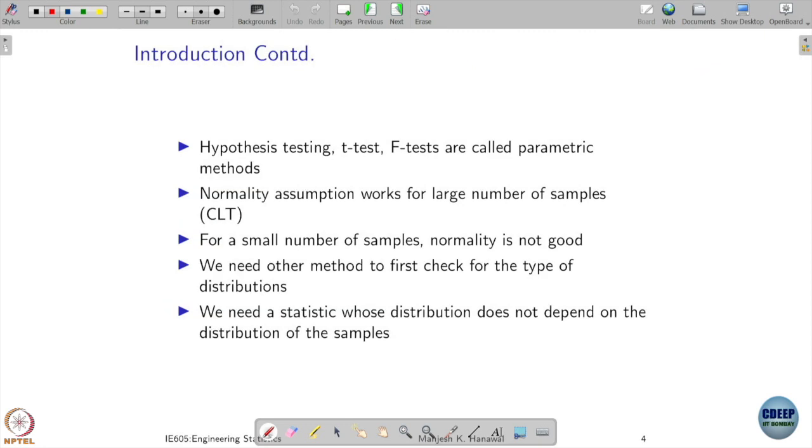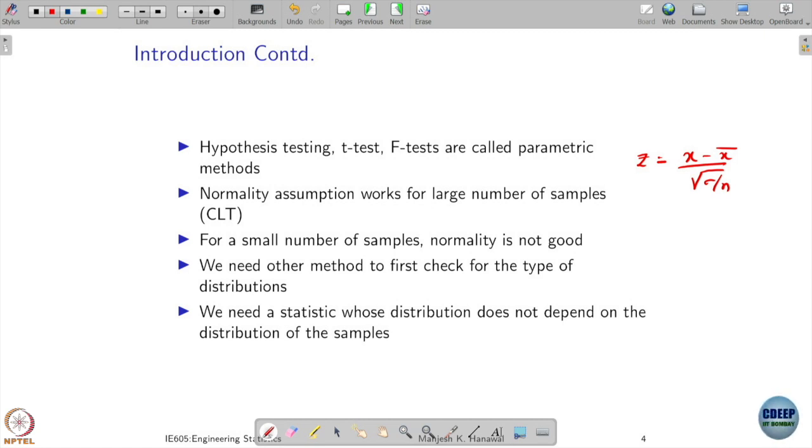Okay. So keeping this in mind, what we have so far discussed, all this hypothesis testing, t-test, f-test, these are called parametric methods because they explicitly made use of the properties of the underlying distribution or the parameters of the underlying distribution. And at least in the t-test and f-test, they assume that the normality assumption holds, but this is true only when we have a large number of samples. And in that case, my statistic, which was of the form x bar, we could think of as following a Gaussian distribution using our central limit theorem. However, this is not the case when we have a small number of samples.